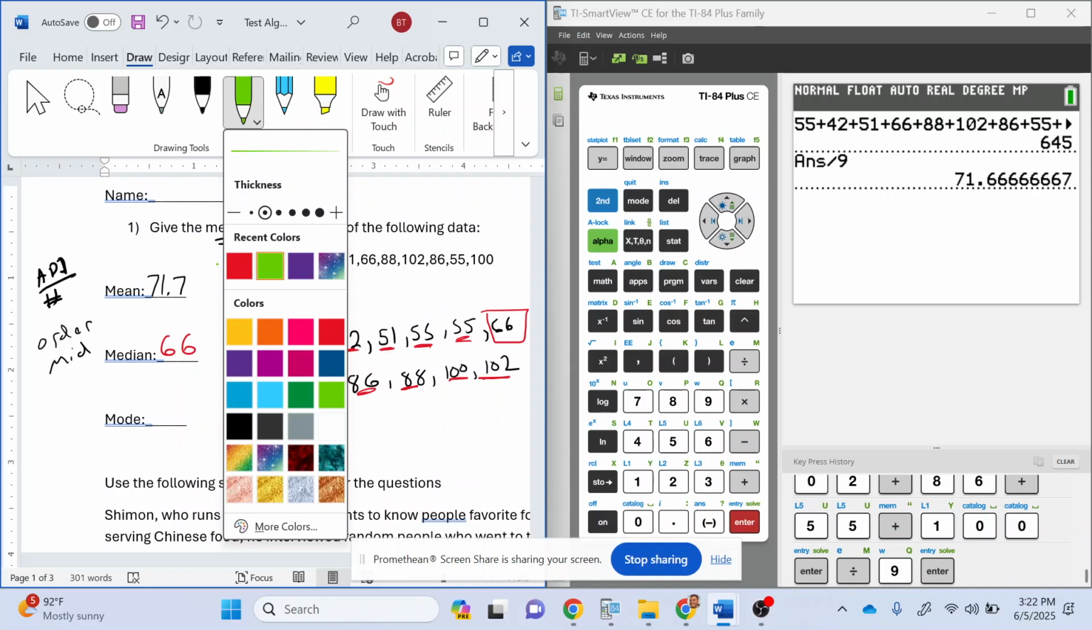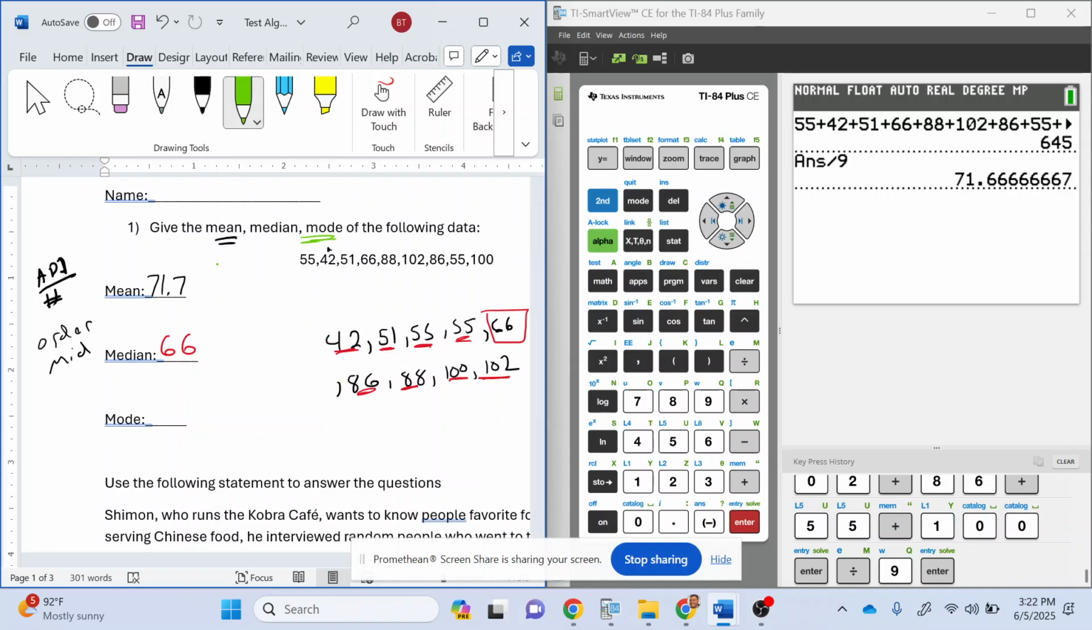And then the last part, we want the mode. The mode is what happens the most. So what number happens the most? Yeah, 55 happens the most, so it's 55. Reminder, mode is the only one of these three that can have no mode, where there's nothing that happens more than anything else, or multiple modes. If I had two 55s and two 88s, it'd be 55 and 88.